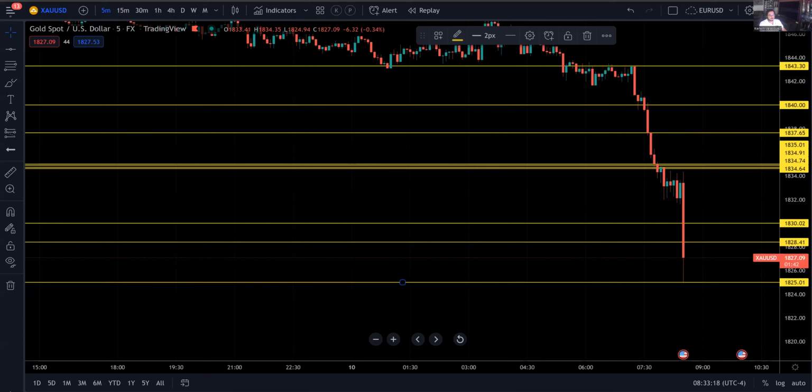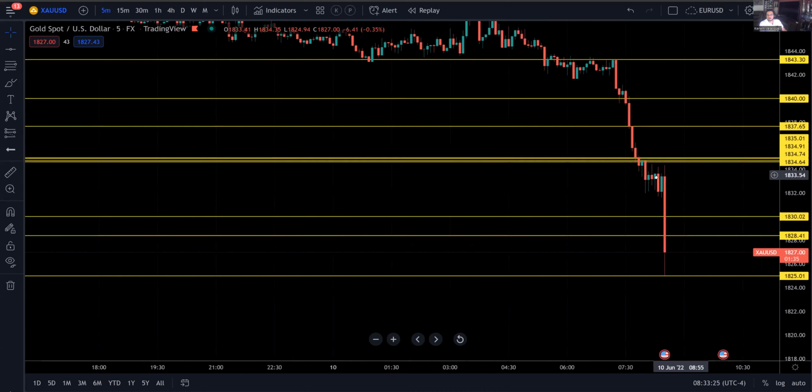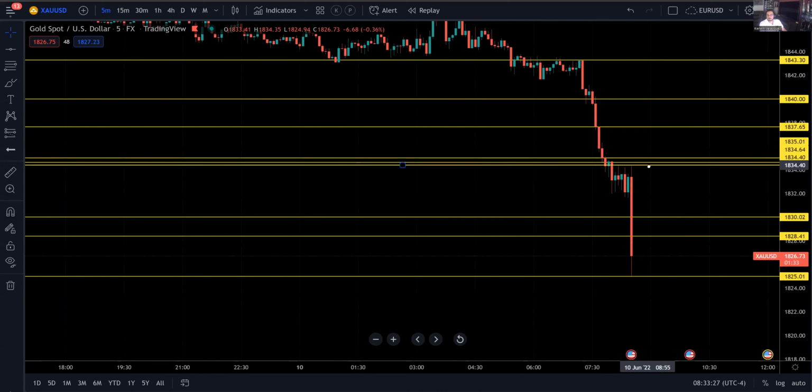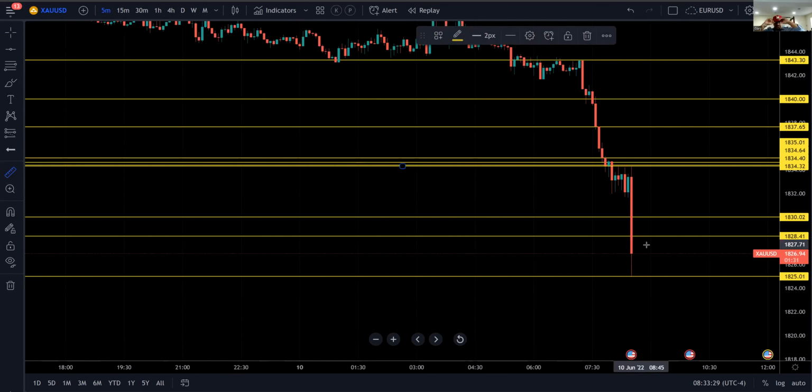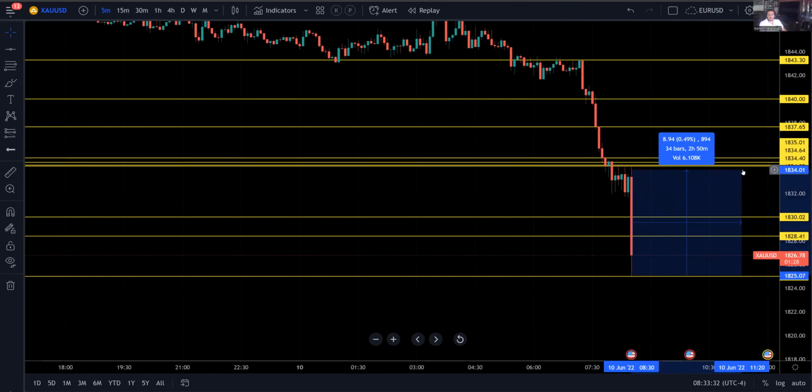I am securing some more at this point, and I'll have my stop loss at this specific candle right here. I will be checking how the body of this candle closed. That's all I need.